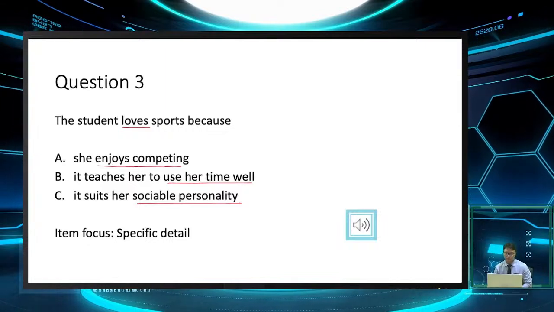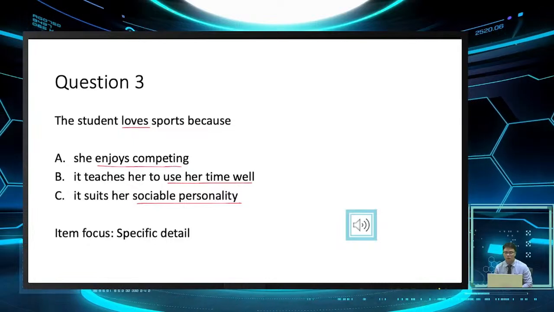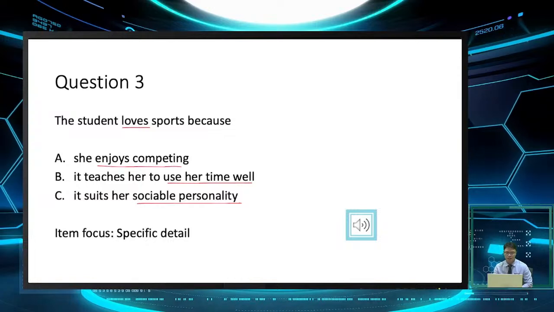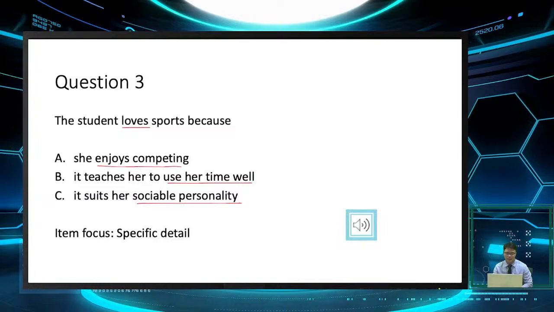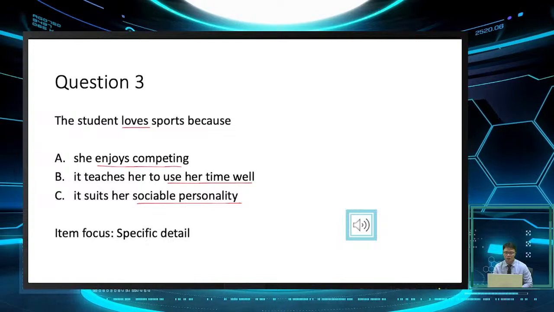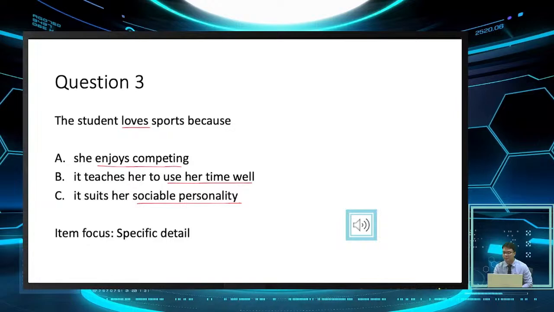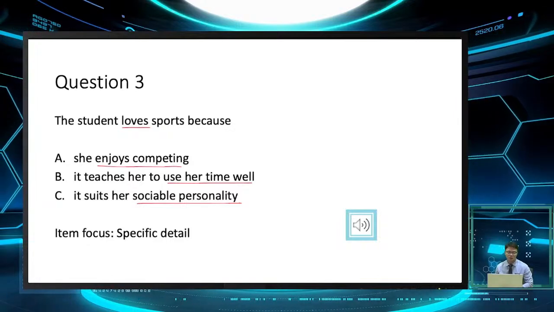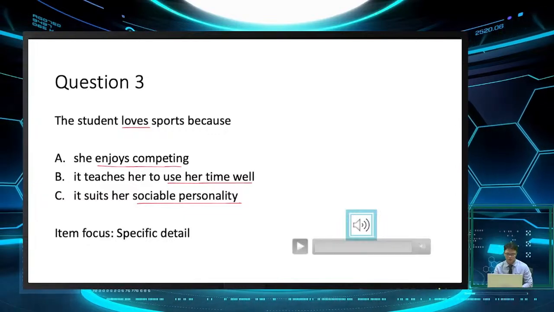So in this question, the last question for part 1, you're going to listen to an audio about students. And the first thing I want you to do is to underline keywords in the question, such as love sport, enjoys competing for the option, okay? Use her time well, sociable personality. You never know what the answer is, but at least when you underline, you have a clear idea of what you are looking for. So I'm going to play the audio now.